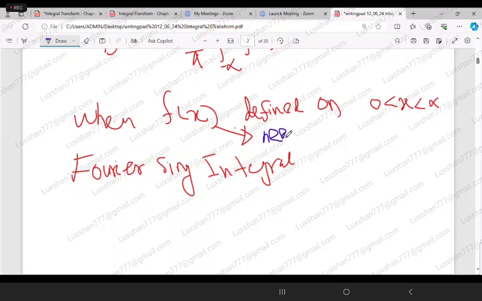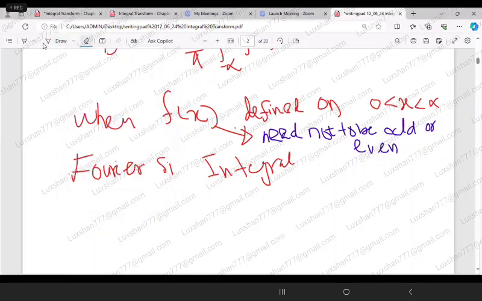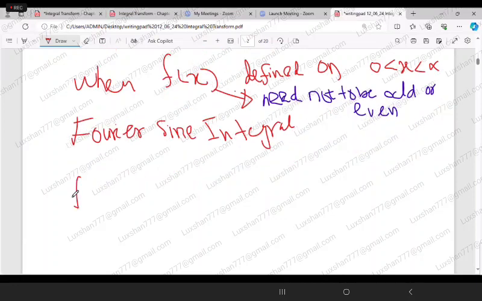The function need not be odd or even. So we can find the sine integral representation for any function. Okay. We can find the sine integral representation for any function. How is it defined?